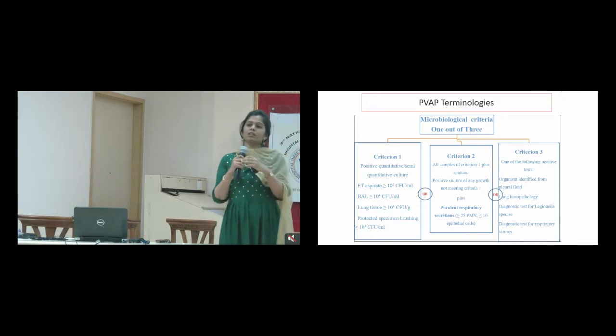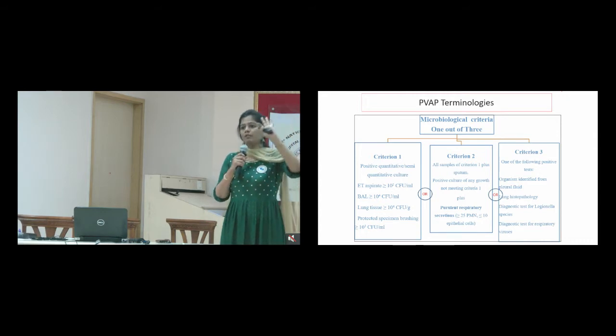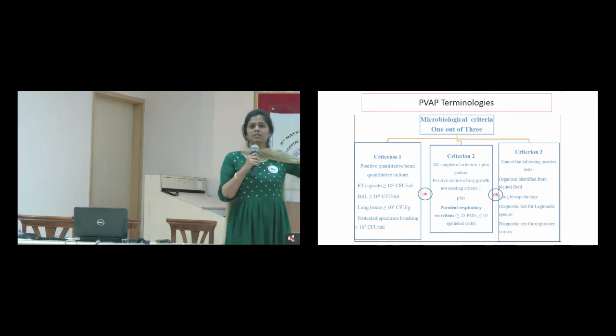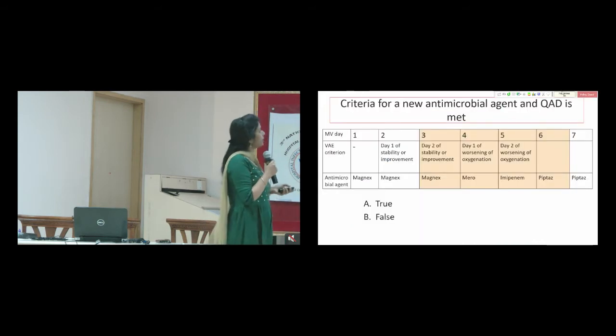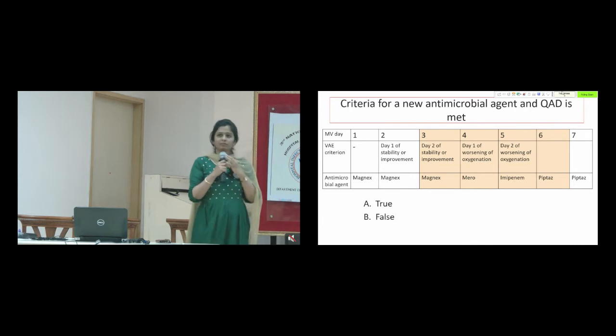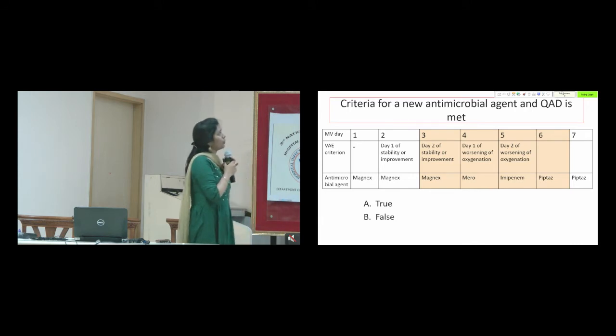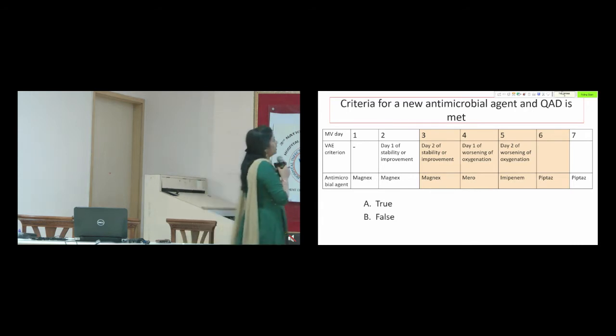Once directly, just like that, looking at the ET aspirate culture report, we cannot tell that the patient is having a ventilator associated event. Baseline has to be fulfilled, followed by which your IVAC criteria has to be fulfilled, then you look at the culture report. Clear? Then once this is fulfilled, it is possible ventilator associated pneumonia. So please answer these questions. Criteria for new antimicrobial agent and QAD is met, true or false?